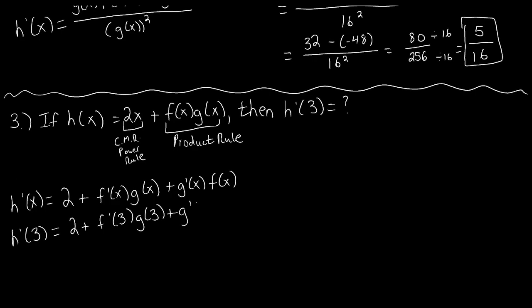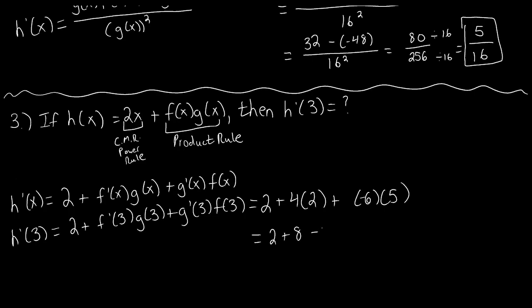Like this, g prime of 3, f of 3. And then we're going to consult our table of values to tell us what our different values are. So this 2 is going to stay because it's a constant, but then f prime of 3 is 4, g of 3 is 2, g prime of 3 is negative 6, and f of 3 is 5. So let's take out these multiplications and then add up their sums. So we have 2 plus 8 minus 30, or we get 10 minus 30, which is negative 20.